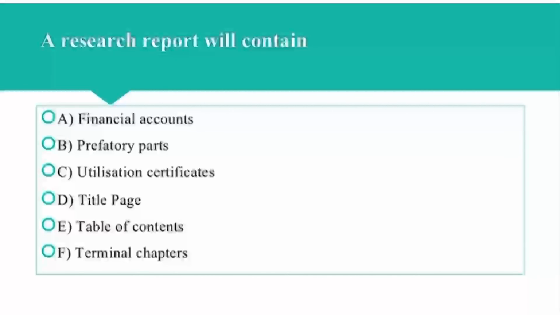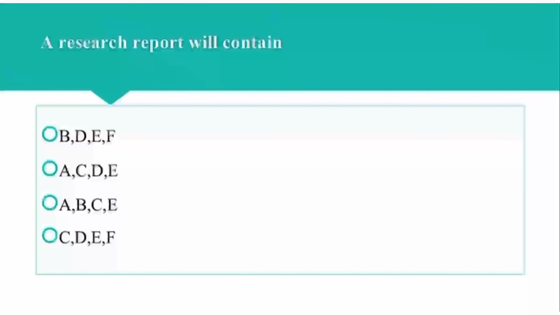Prefatory part is the introductory part, which is a part of the research report. So B is there. We do not include utilization certificate. So C is ruled out. Title page, table of contents and terminal chapters are part of the research report. So B, D, E, F. Okay. Here option A, B, D, E, F. First option is the right answer.